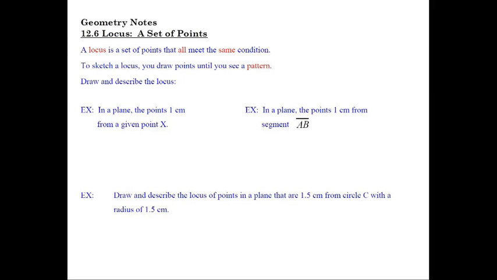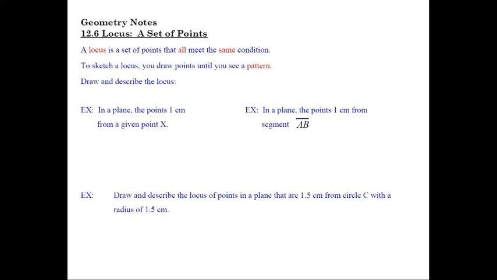Alright, so 12.6 in our book talks about a locus of points, and this is really kind of different than what we've seen for the rest of chapter 12. It's very visual, so the key is that it's a set of points that meet some criteria, some condition, and we just kind of draw stuff until we see a pattern. We try to figure out what the condition tells us.